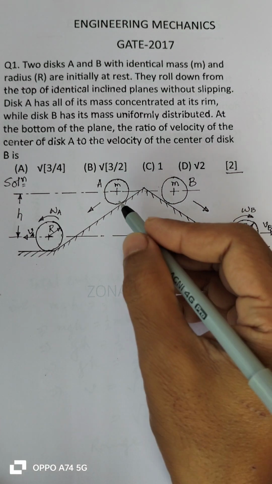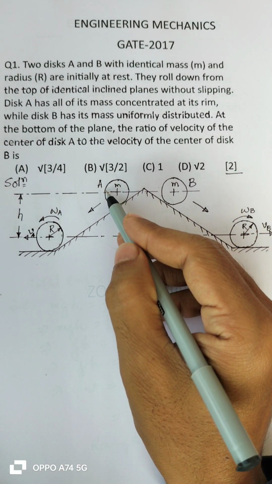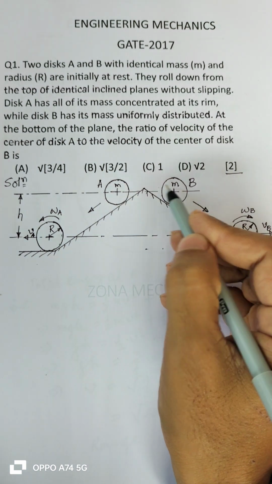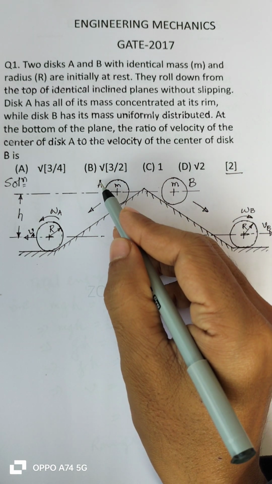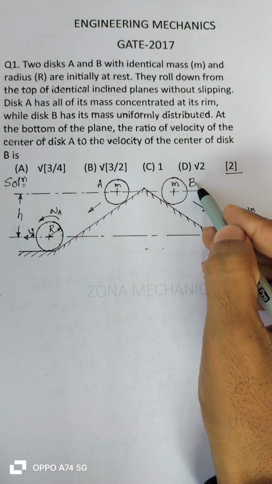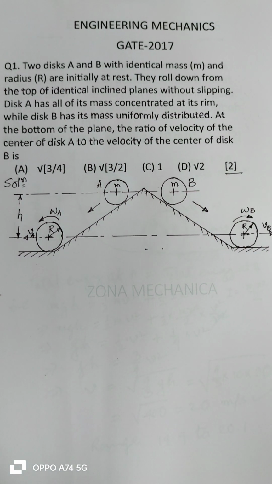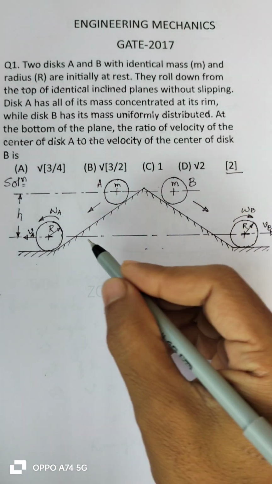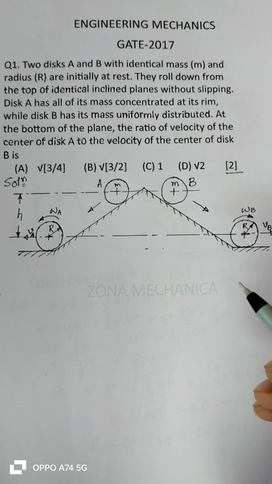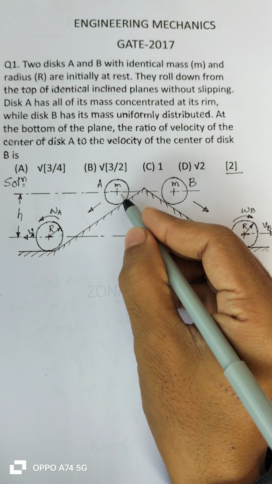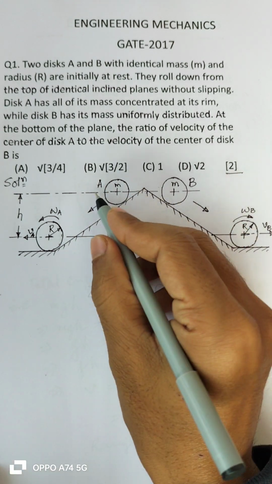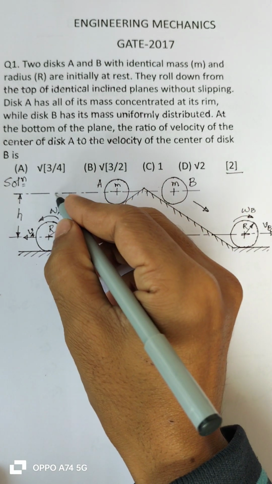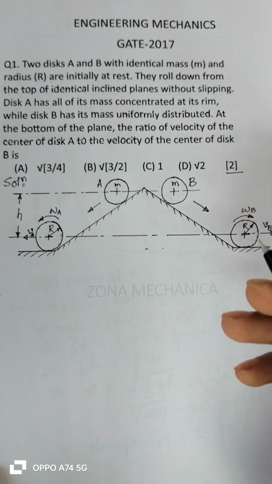Well, as you can see in this figure, these are the two discs. This is disk A and disk B. Both are of same mass m and same radius r, and they are rolling down from the top same level. Okay, this is the top level and this is the bottom level.